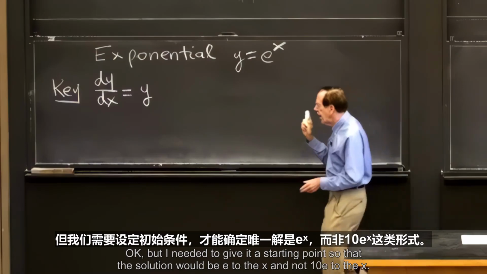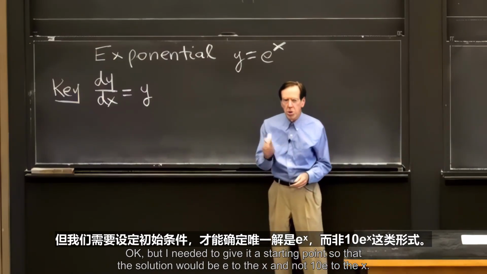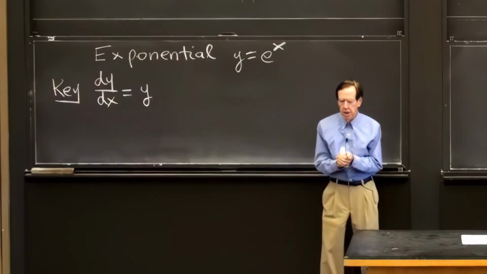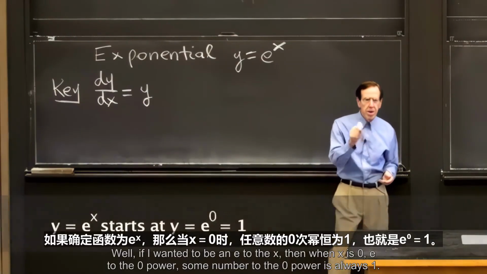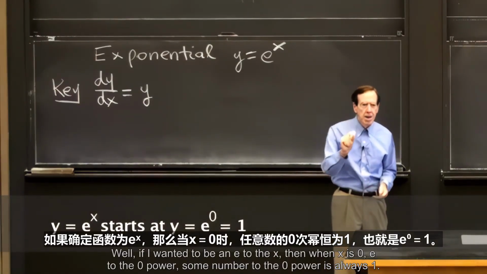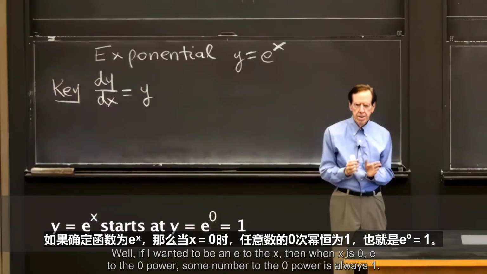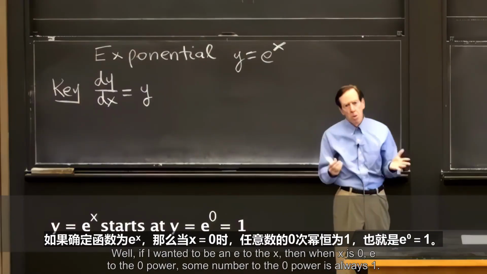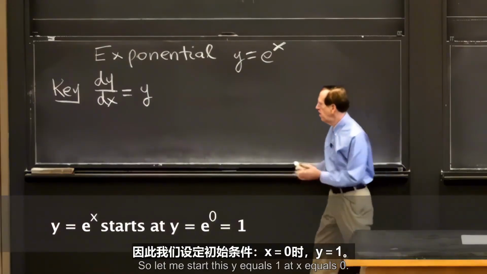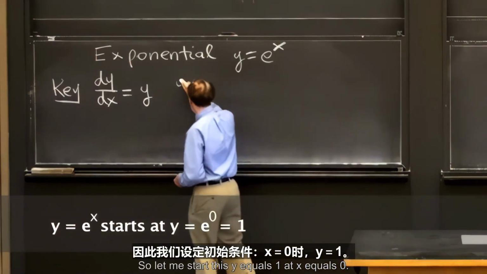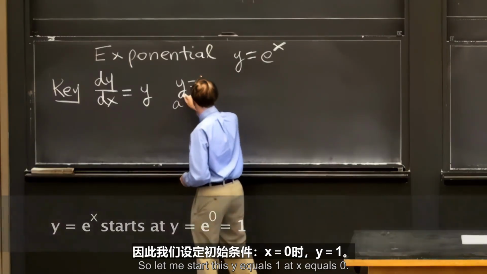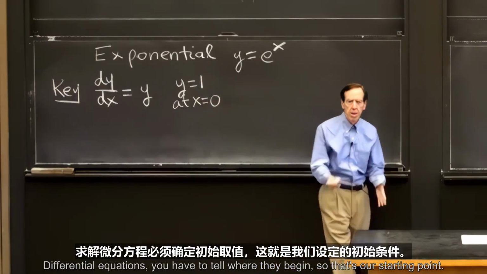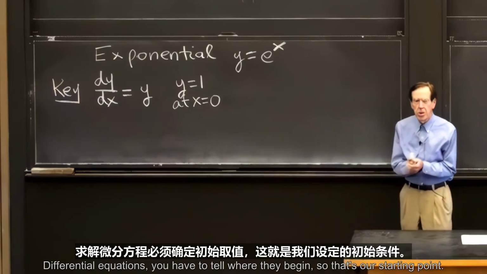Okay, but I needed to give it a starting point so that the solution would be e to the x and not 10e to the x. So where shall I start it? Well, if I want it to be e to the x, then when x is 0, e to the 0 power, some number to the 0 power, is always 1. So let me start this: y equals 1 at x equals 0. Differential equations, you have to tell where they begin. So that's our starting point.